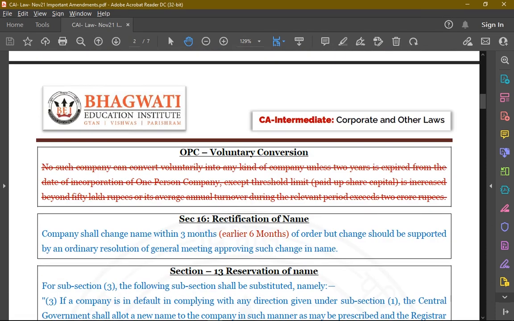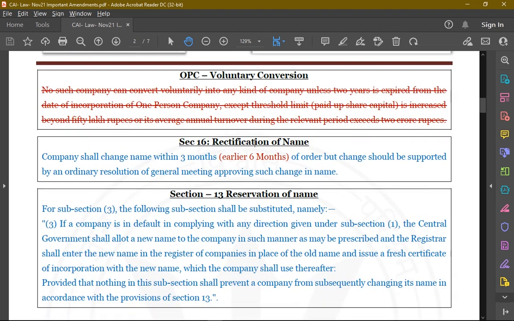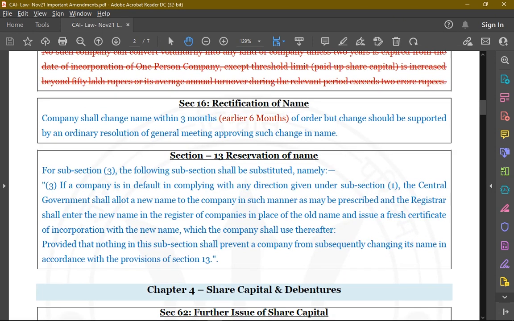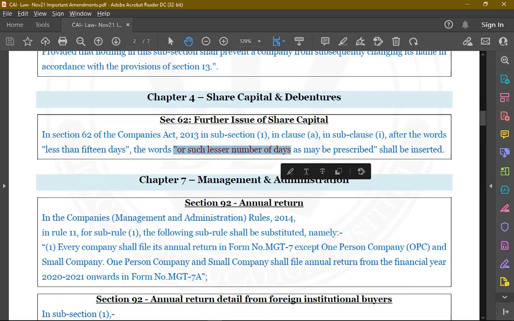Second, now there is no requirement to follow any threshold limit if you want to convert your OPC to any other form. Then this too, rectification of name. Now instead of 6 months, it has now 3 months when there is a central government's order. Okay, earlier there was only 20 days to reserve the name, but now by paying that 1000 rupees additional fees, you can increase the 20 days limit. Then guys, at the time of rights issue, now the minimum number of days is not 15, but the law has made it now 7.